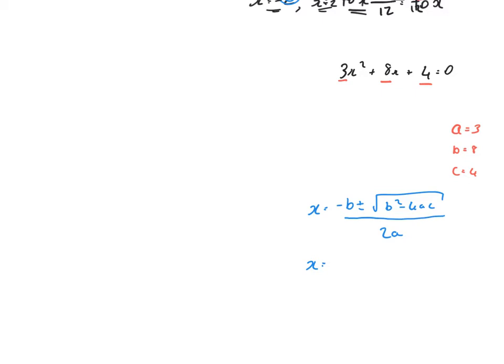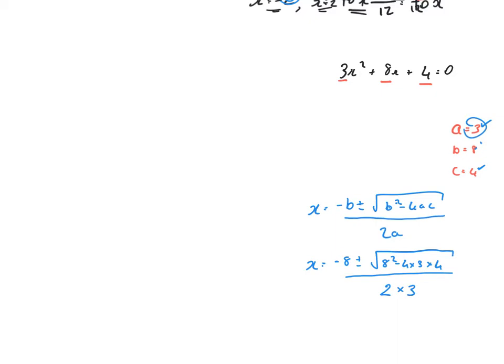Okay, so if b is 8, what's minus b? Will that be minus 8 plus or minus the square root of b squared, so that's 8 squared, minus 4 times a, which is 3, times c, which is 4, all over 2 times a, that's 2 times 3.